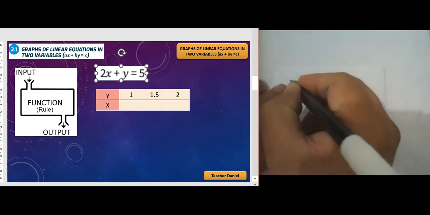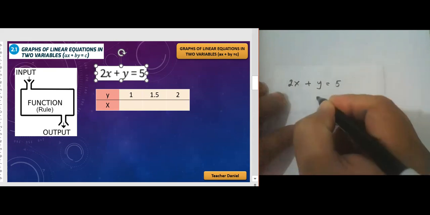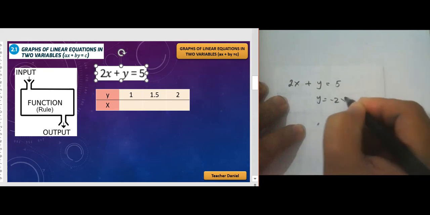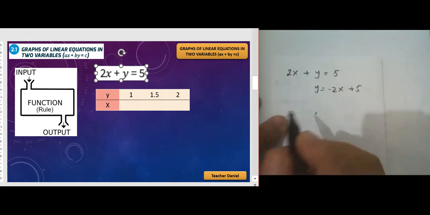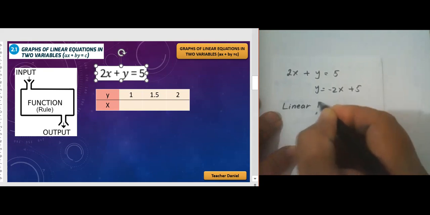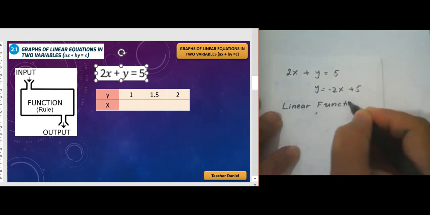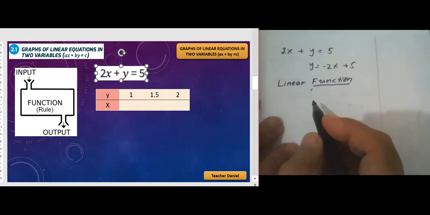We learned from the first module that we have 2x + y = 5, and y = -2x + 5. Now, linear functions. Let's talk first about functions. When you say functions, it means y is dependent on x.